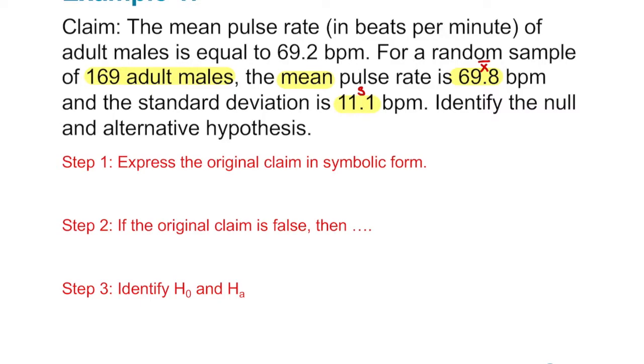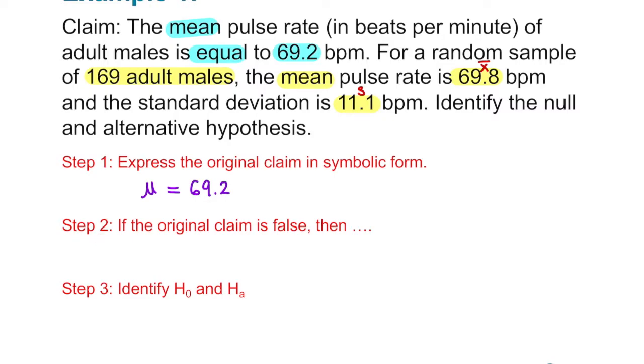So these are the statistics, not the parameter. Remember, when you are performing hypothesis testing, you are dealing with the parameter, not the statistic. In my original claim, I say the mean equals 69.2. I use mu instead of x bar here because when we are doing the hypothesis test, we are testing on the parameter, which is population mean or population proportion. That is the first step.